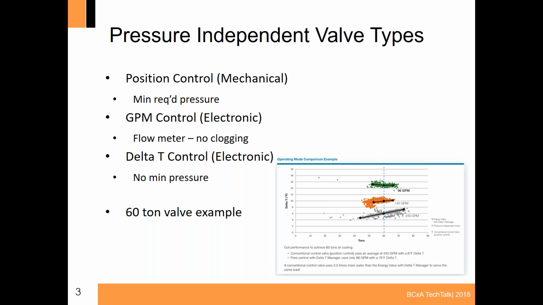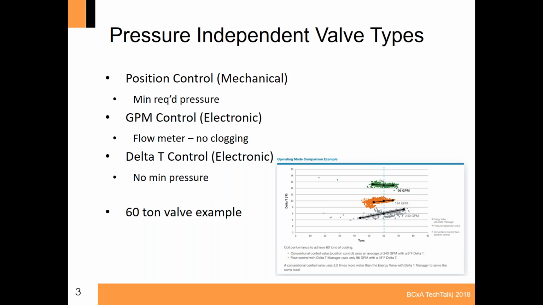The next one, which is kind of interesting, that's come out here in the past 5 to 7 years, is pressure independent valve using GPM control. So what they actually have is an electronic flow sensor built into it. The nice thing about that is that you're not using a mechanical element that could have the potential for clogging.